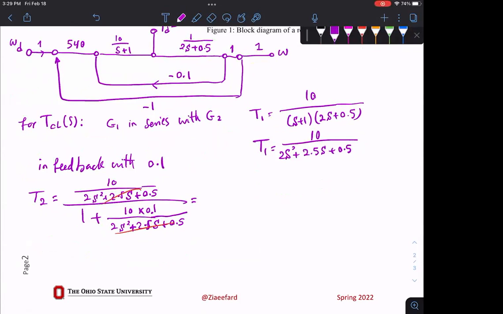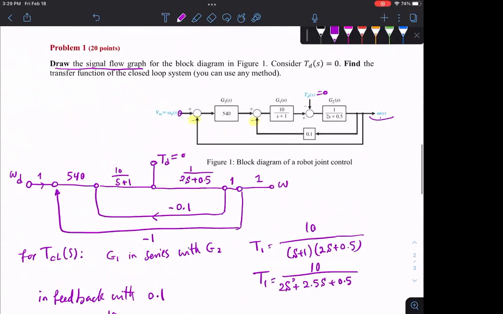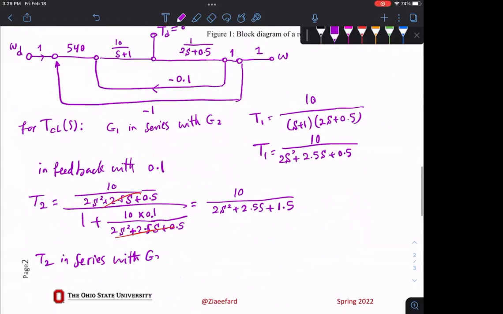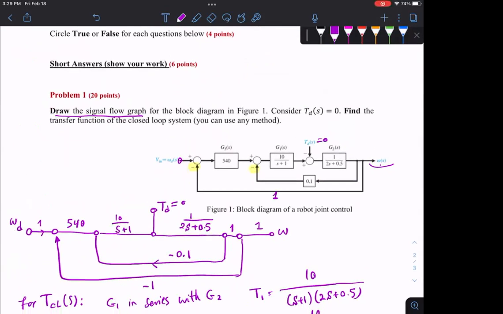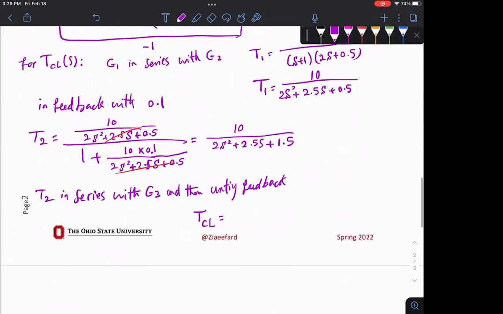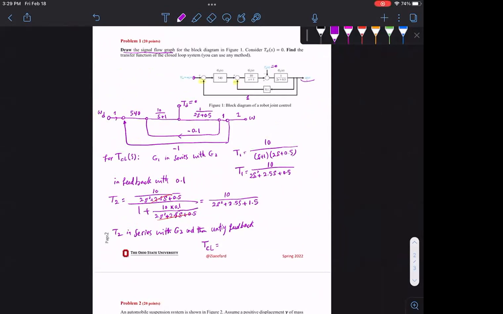Now, this cancels out, and this is 10 over 2S squared plus 2.5S plus 1.5. So T2 here is now in series with G3, and then unity feedback. What does that mean? Because this one is just one, it is in unity feedback. So I multiply these two and then get the unity feedback. So my T closed loop is going to be 540 times 10 over this thing.